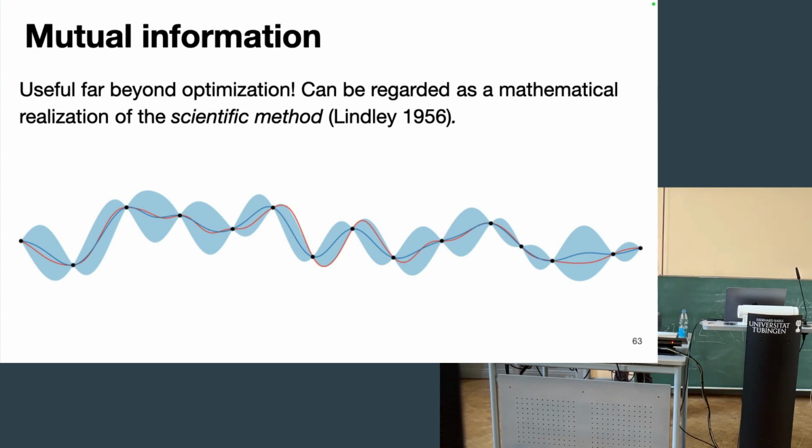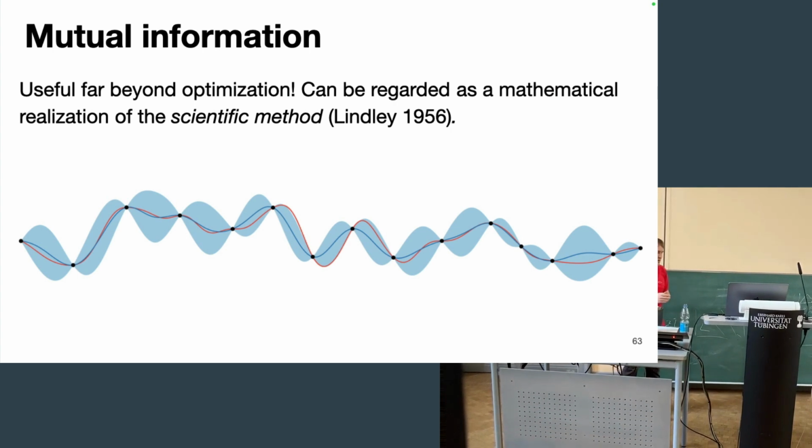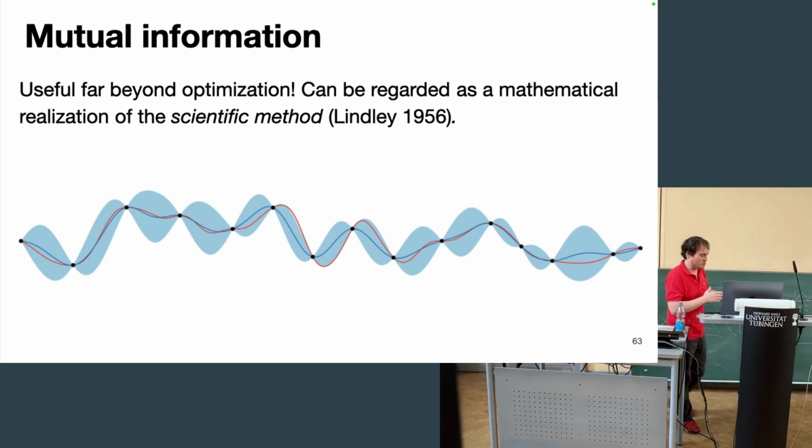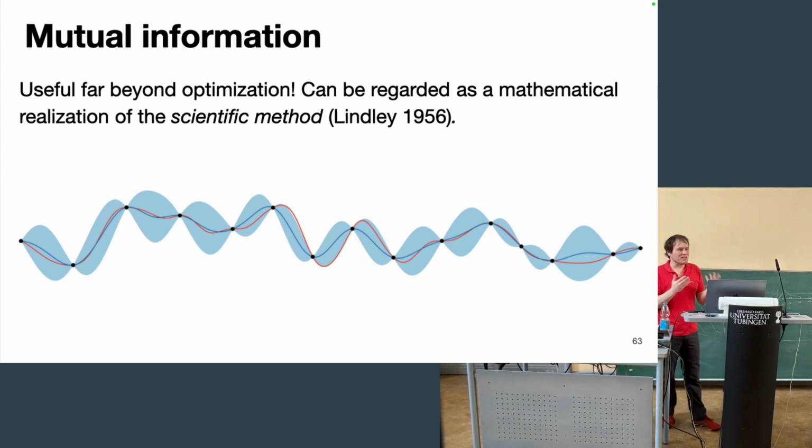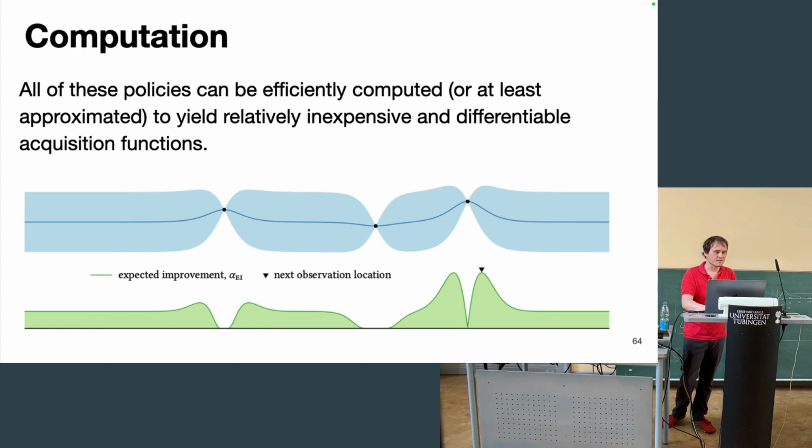In fact, it goes back to the 1950s, to Dennis Lindley, who proposed this as general purpose Bayesian experimental design. And you can regard this as kind of a mathematical realization of the scientific method. Like, I'm trying to learn about something, I'm maintaining a belief, and I'm always going to be conducting the experiment that's going to challenge those beliefs as much as possible. OK.